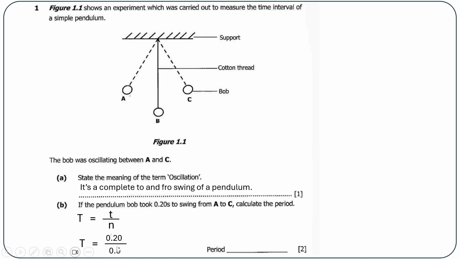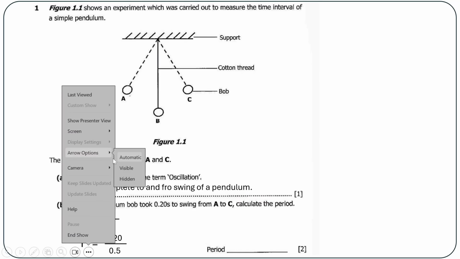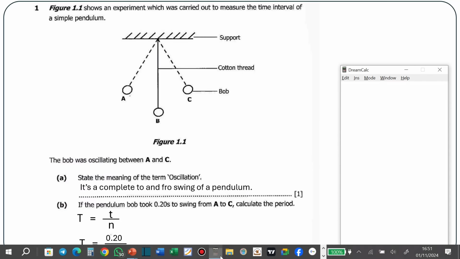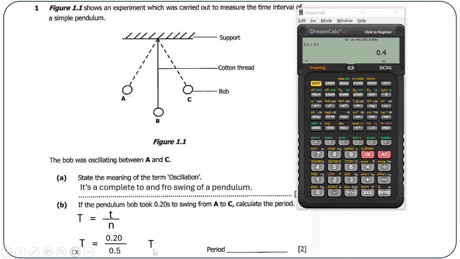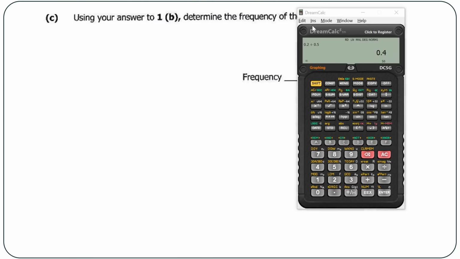If you divide using a calculator, 0.2 divided by 0.5, we get 0.4. So our answer, the period, is equal to 0.4 seconds. So put our answer here as 0.4 seconds.